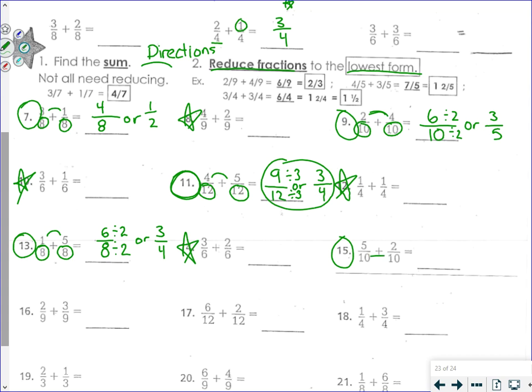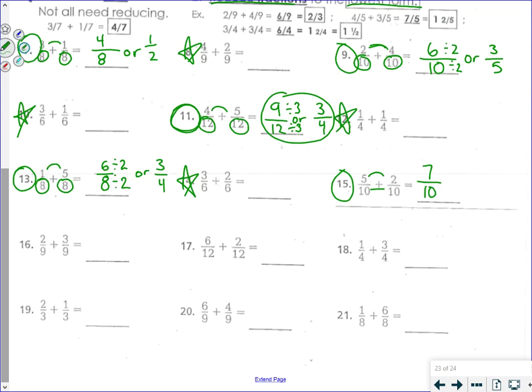So they're the same, so we can automatically move that over there. 5 plus 2 is 7. 7/10. That cannot be reduced. Okay. Move on. So this one will be extra practice. We'll do this one together, and then this one will be extra practice.